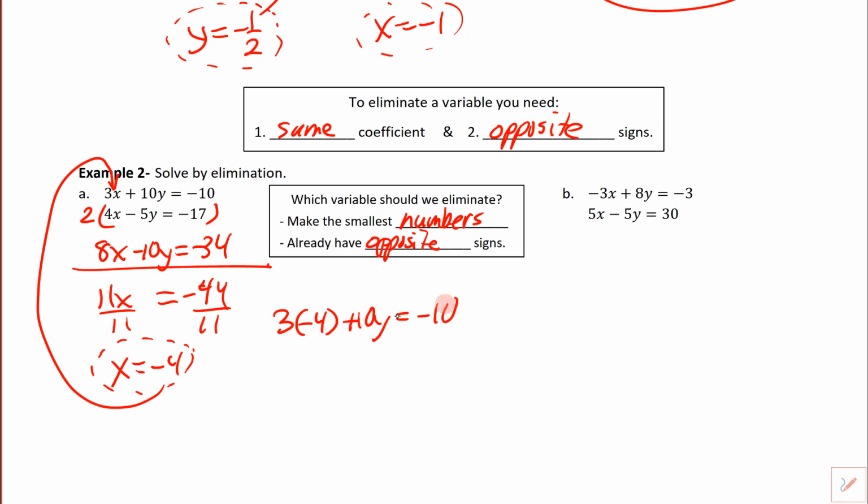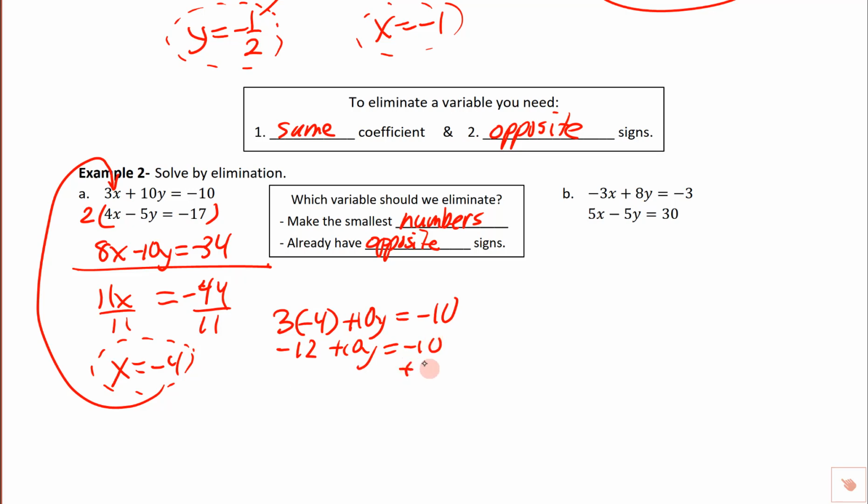Now again, I'm going to pause for just a second and make sure everybody's clear on what's going on here. I am literally rewriting this first equation right here. Let me highlight that. And highlight this. There's the 3. X is negative 4, so I'm just putting a negative 4 in its place. There's the plus 10y. There's the equals negative 10. Now I can go through and solve this. So this is negative 12 plus 10y equals negative 10.